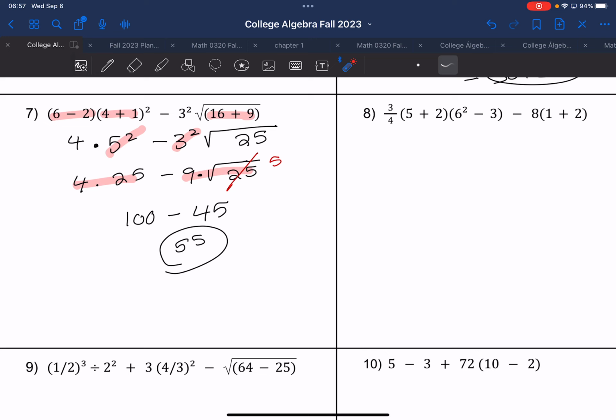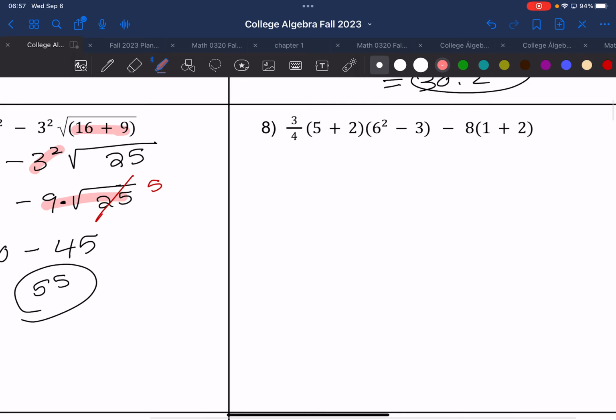Okay. Now on number 8, what are we going to do first? Parentheses. Good, parentheses. So we have 3 of those parentheses to deal with. In this second parenthesis, before I can simplify it, what do I need to do first? So in that 6 squared minus 3. Good, I have to do that exponent. Okay, what is 6 squared? 36. So I'm just going to cross that out and write 36 before I simplify the rest of my parentheses.